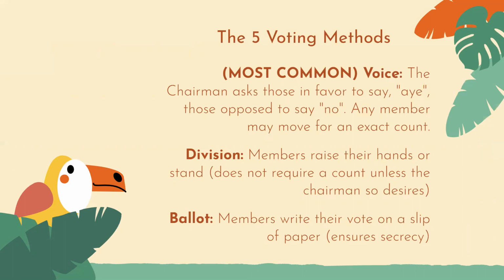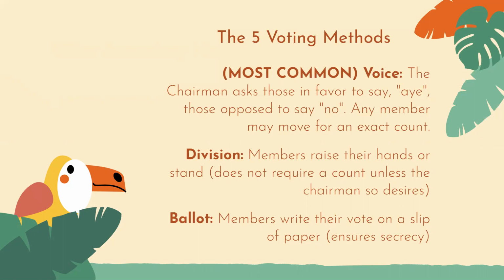So again, commonly, the chair will say, all those in favor say aye, aye. All those opposed say nay. Hopefully your motion doesn't get any nays, but it happens. And as you'll see there, any member may move for an exact count. And that leads me to the next point, a division. Members may raise their hands or stand, and it does not require a count unless the chairman so desires.